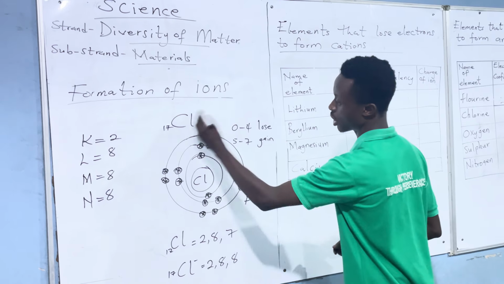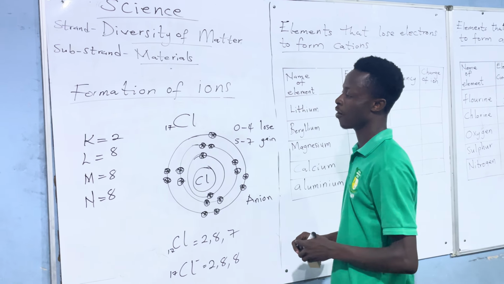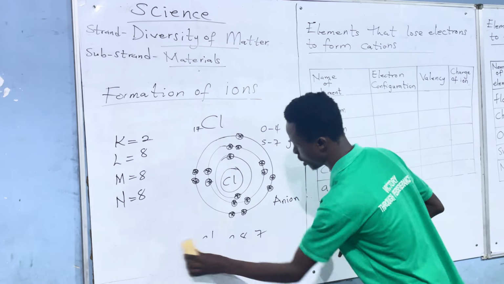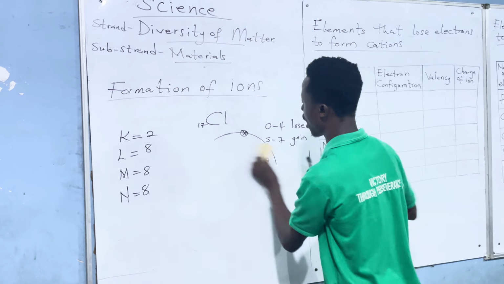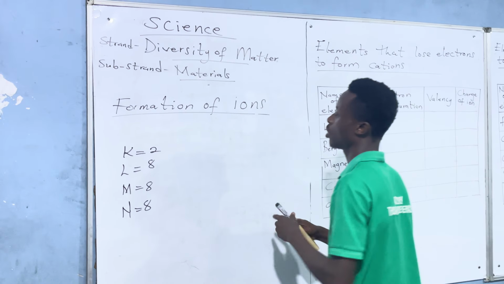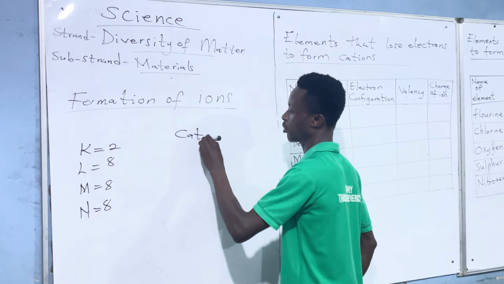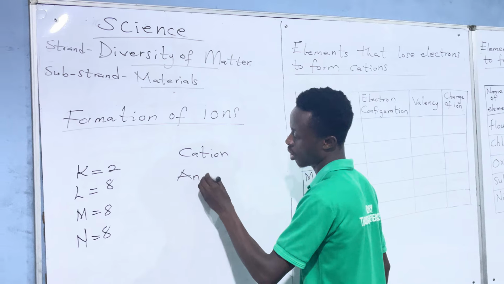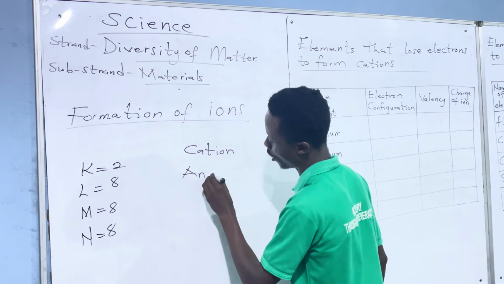So this is how ions are formed. Let me summarize this one. We have 2 types of ions here: cation and anion.